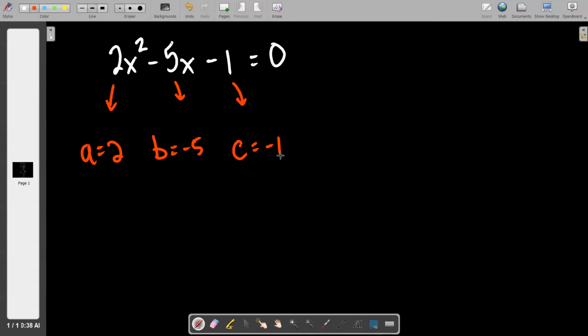Wait, I think I got a quick question. B is -5. But when you start your quadratic formula, you put +5 because the formula says to do the opposite of B.